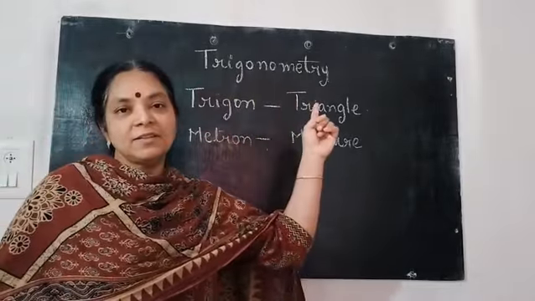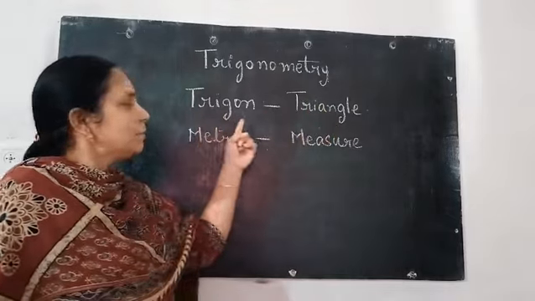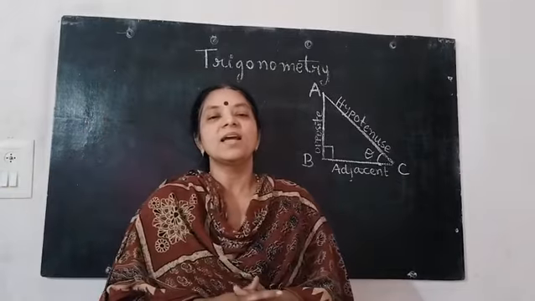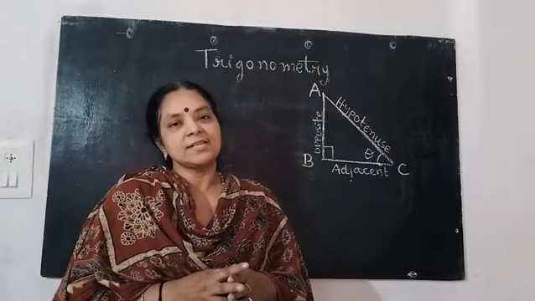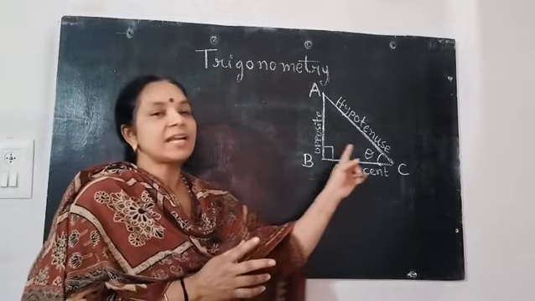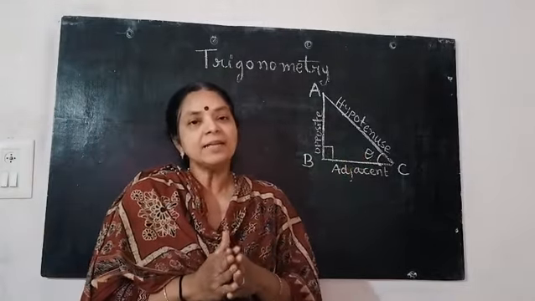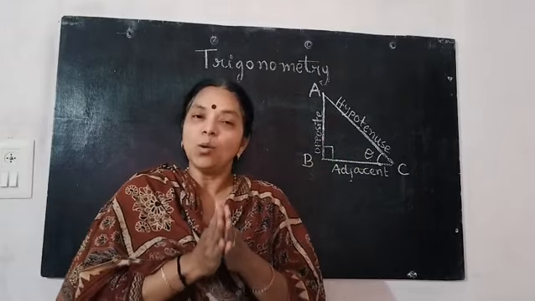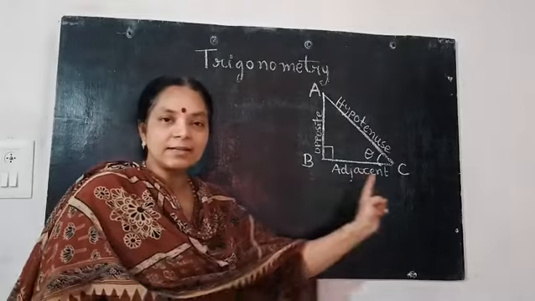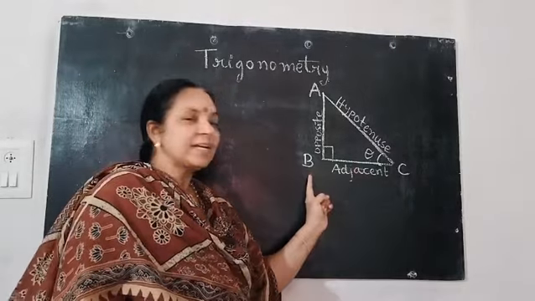Trigonometry is a Greek word in which trigon means triangle and metron means measure. As we already discussed, trigonometry shows the relationship between sides and angles of a triangle. But here we are going to deal only with right angle triangles. So let us consider a right angle triangle ABC, which is right angled at B.